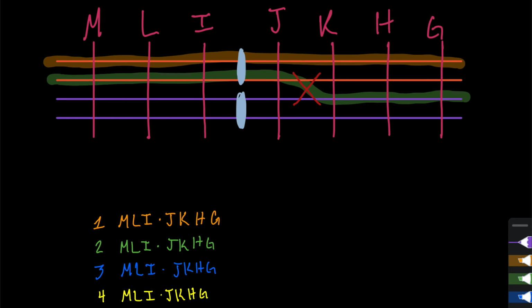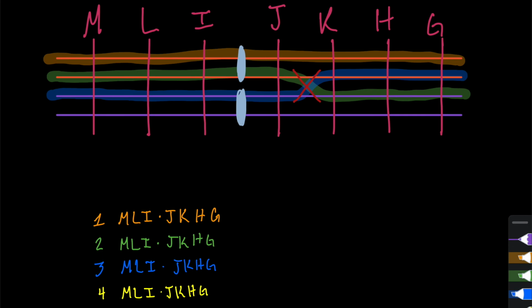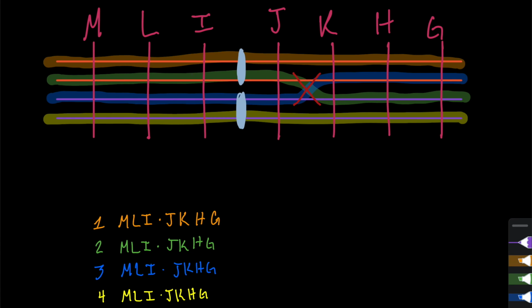Next, highlighted in green is the recombinant that occurs between the crossover between J and K. Now highlighted in blue, we can see the chromatid that experiences the crossover between J and K. Now, highlighted in yellow, you'll see the last non-recombinant chromatid. All 4 chromatids produced are identical and will all produce viable gametes.